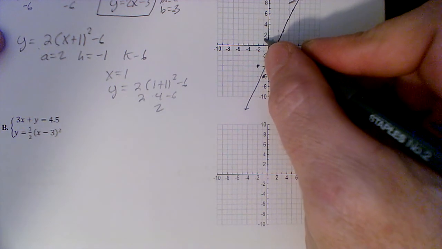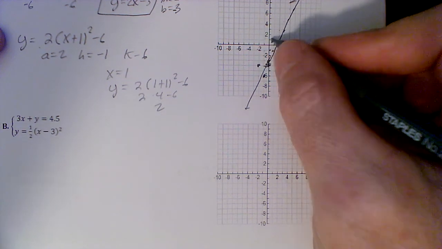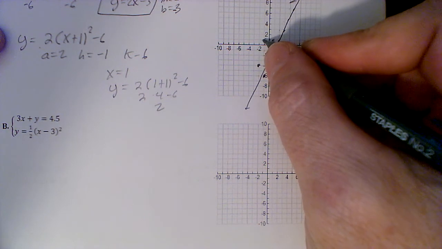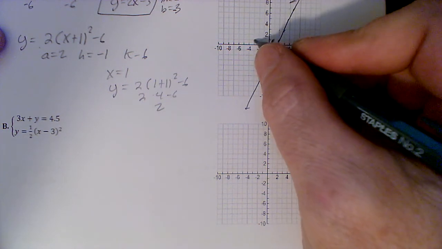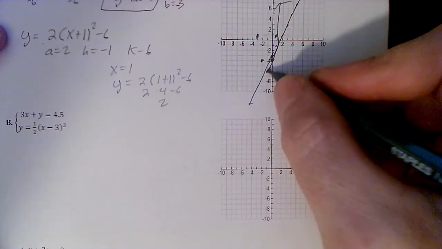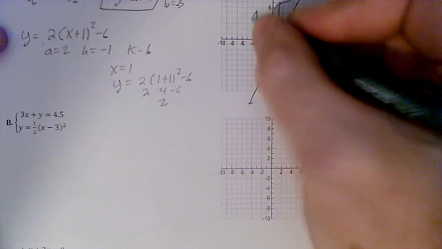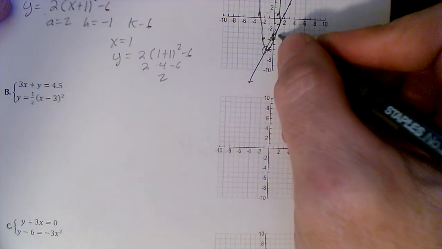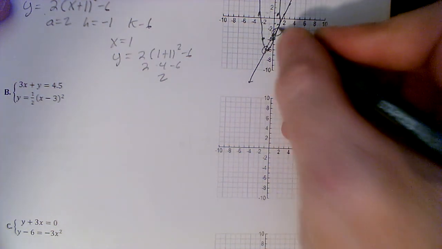So there's my center right there. Move over 1, 2 more. There's a 2 there as well. So I got a graph that looks like this. And you know, this isn't the best way, because we see there's two solutions. There's one here and one about here.